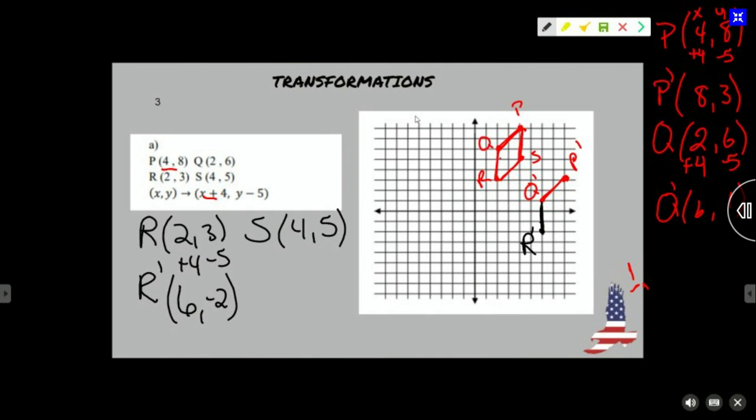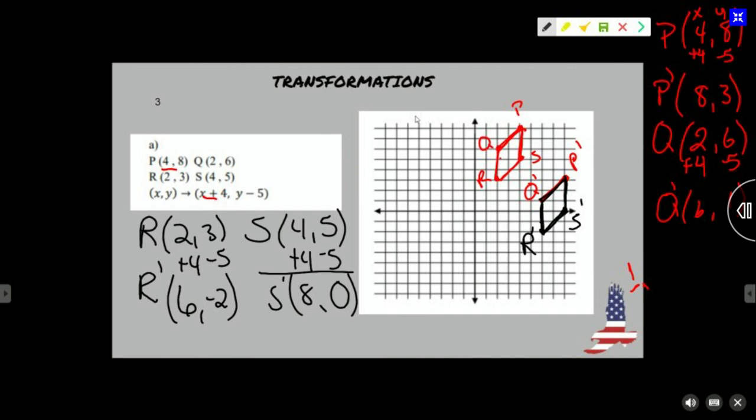Okay, all right, plus 4. So that's going to give me (8, 0) for my S prime. (8, 0). My shape is exactly the same. It just moved to the right and down. Yes?